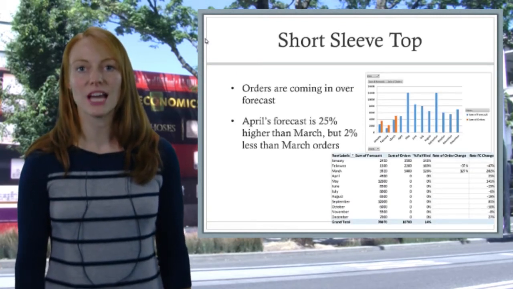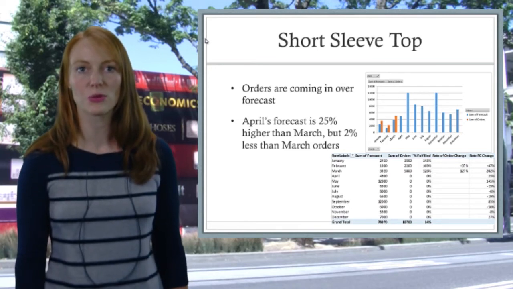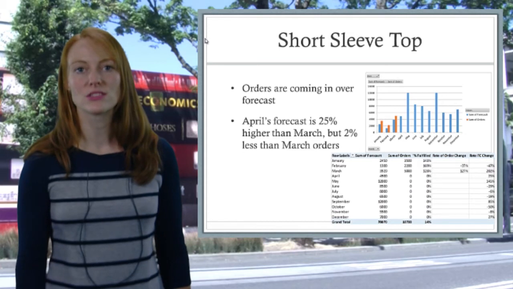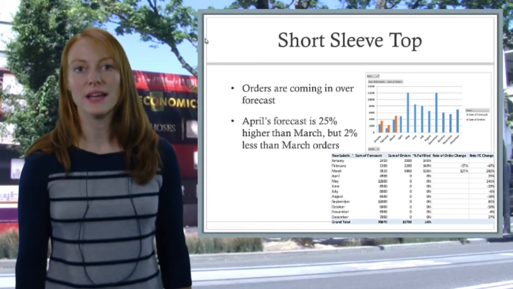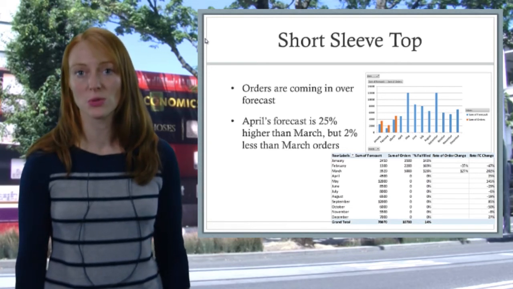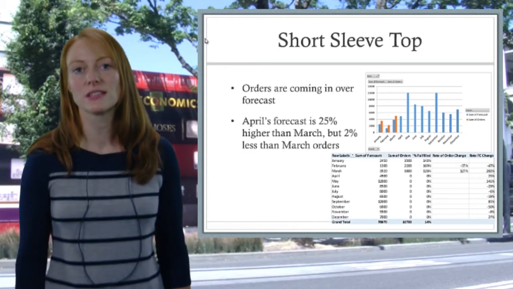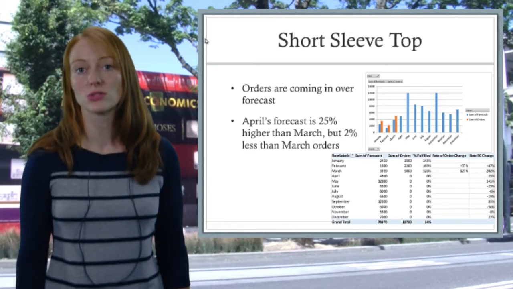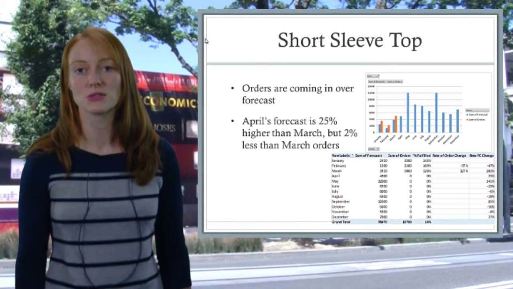So when we recap what we've looked at so far, it's very clear that orders are coming in over forecast. April's forecast is 25% higher than our March forecast, but it's only about 2% less than March orders. So it's a pretty clear indication that April is probably too low, and we probably want to take that number up. If we're already less than our March orders and we're seeing a growing trend, we definitely need to reevaluate.